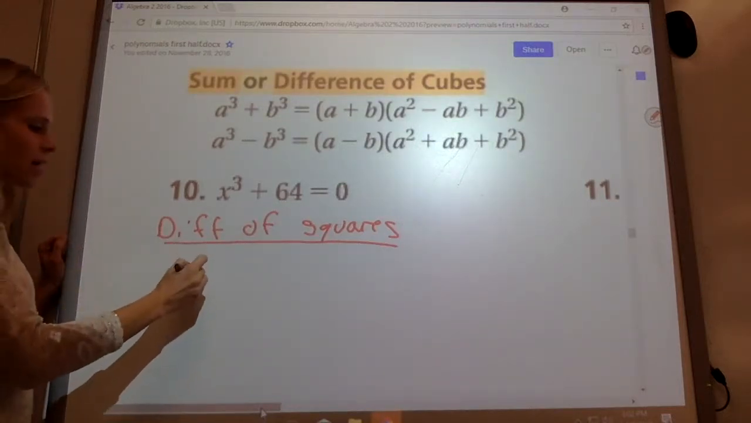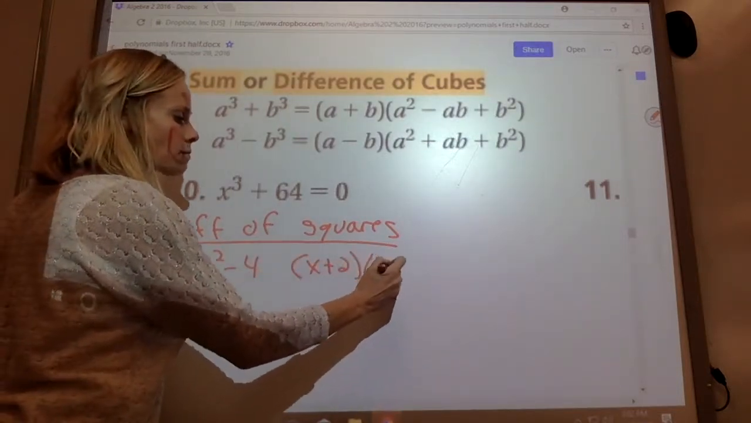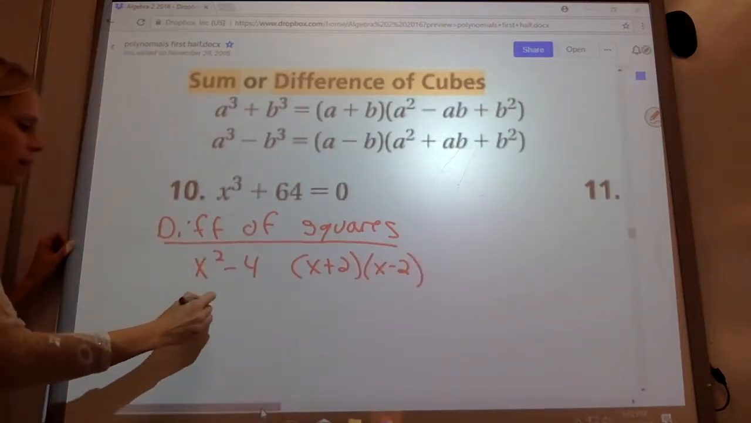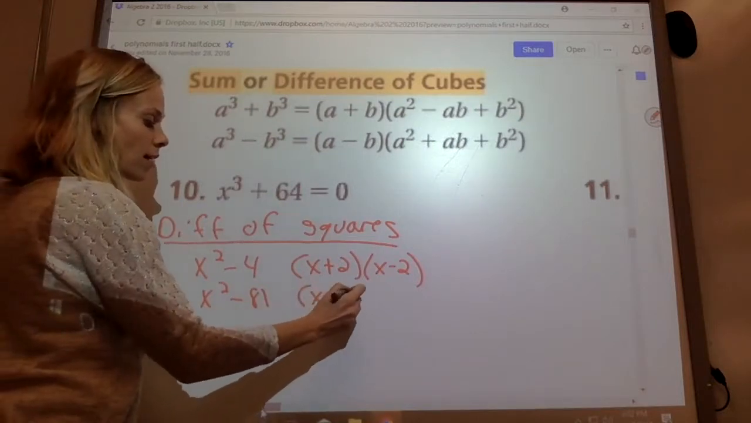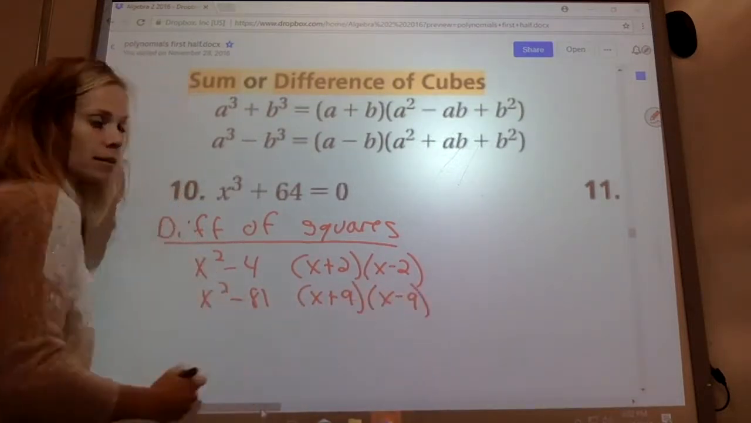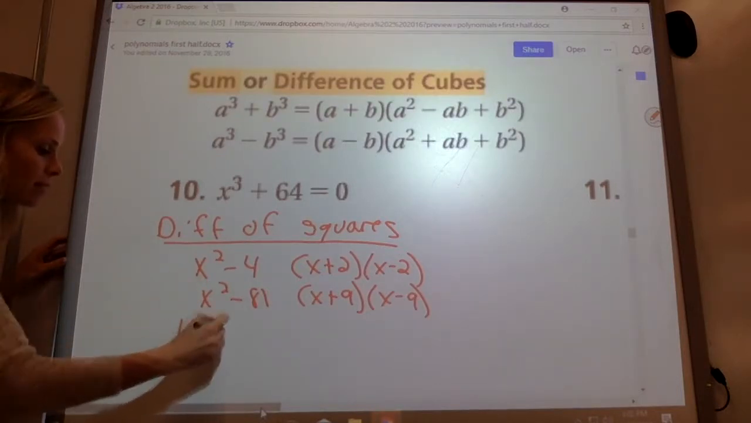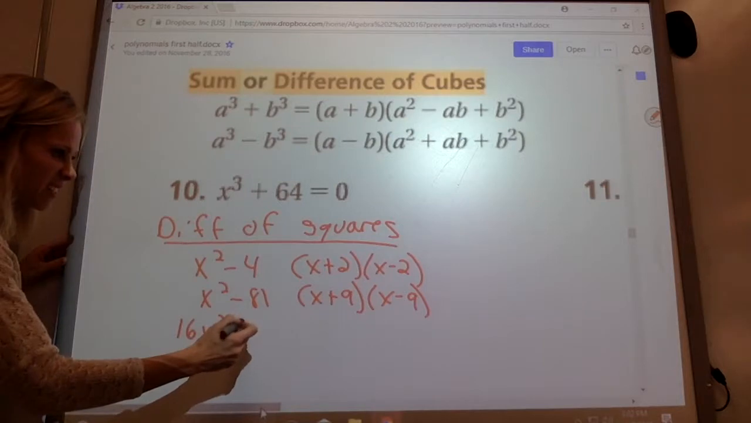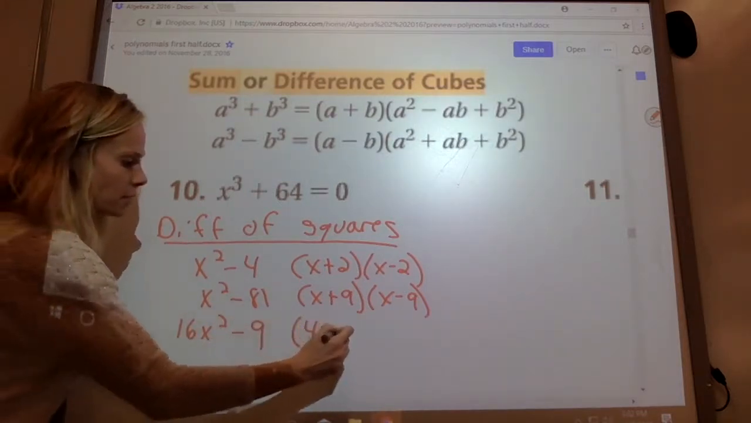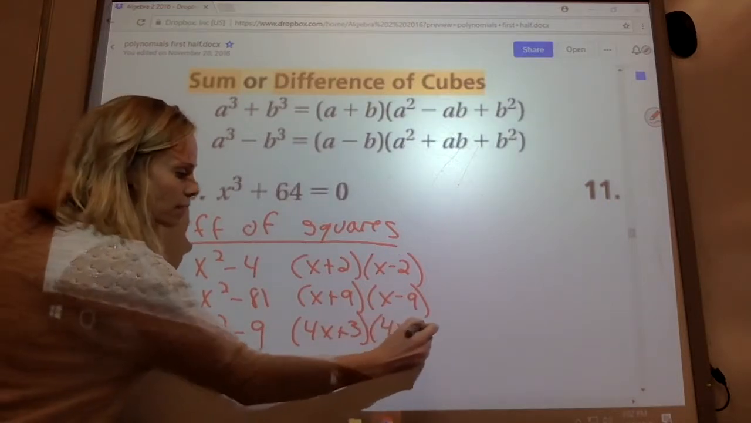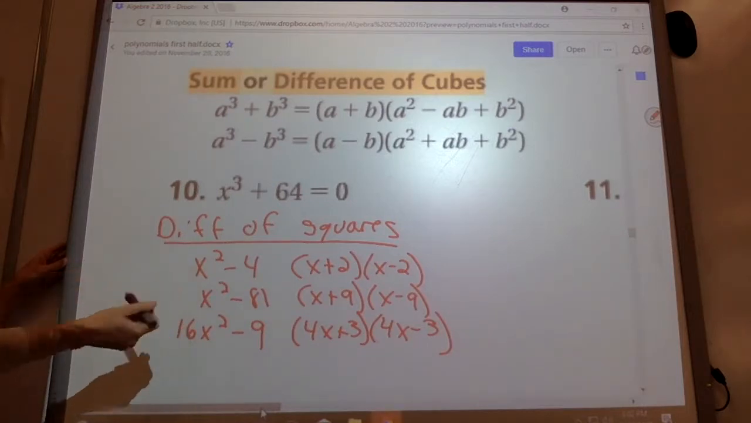For example, if I had x squared minus 4, I could factor that into x plus 2, x minus 2. If I had x squared minus 81, that would factor into x plus 9, x minus 9. If I had 16x squared minus 9, I could factor that into 4x plus 3, 4x minus 3. Get the pattern? We went over that last chapter, but here's a refresher.